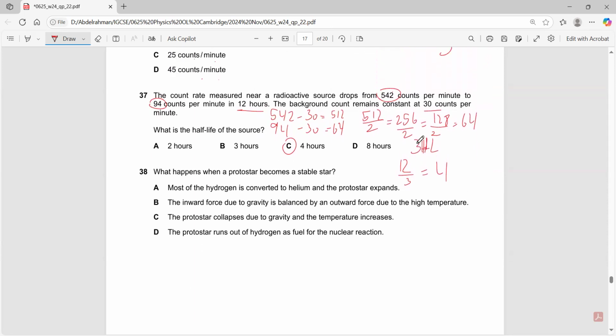What happens when a protostar becomes a stable star? Stable is when the forces are equal. Most of the hydrogen is converted to helium? No. The inward force is balanced. Yes, it is balanced by the outward force.